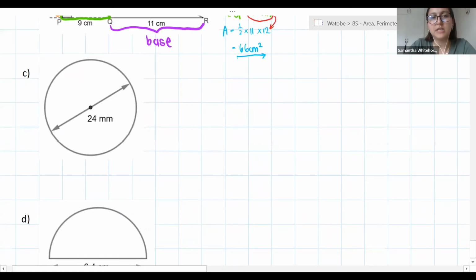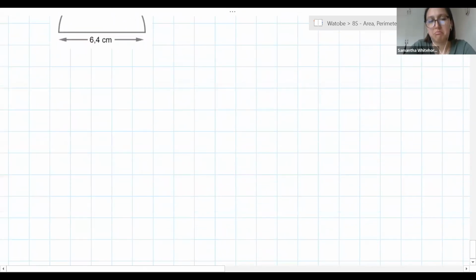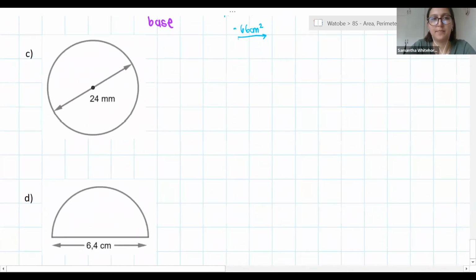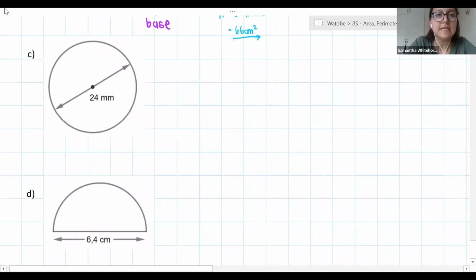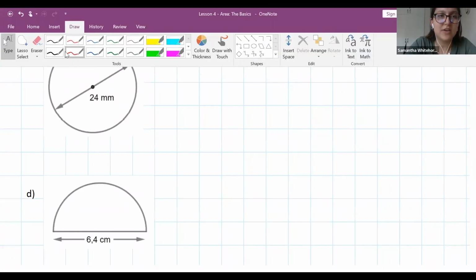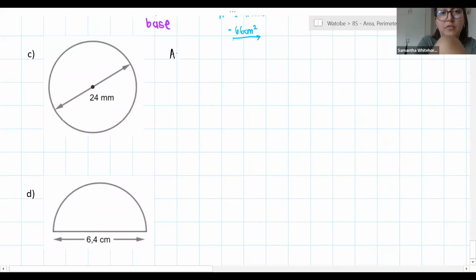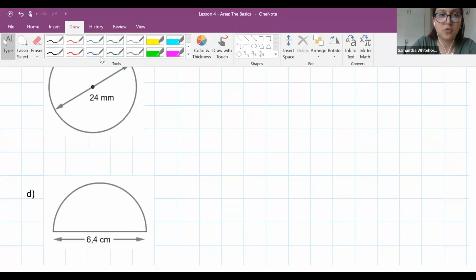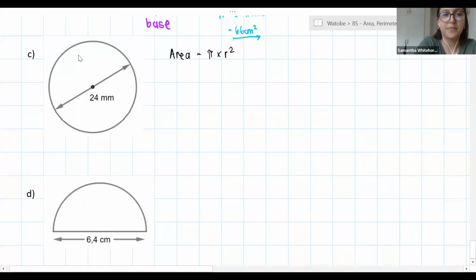Alrighty. So these are the last 2 that I want you to try. So first thing is remember that the area of a circle, of a full circle, is equal to pi times r squared. So that's the first thing. Because that is my formula, what I need to know is the radius. Now, in both of these questions, I have been given the diameter. And so what we need to remember is that the radius is equal to half of the diameter. That's the second thing we need to remember.